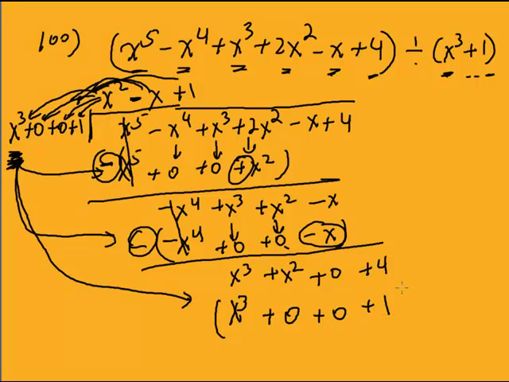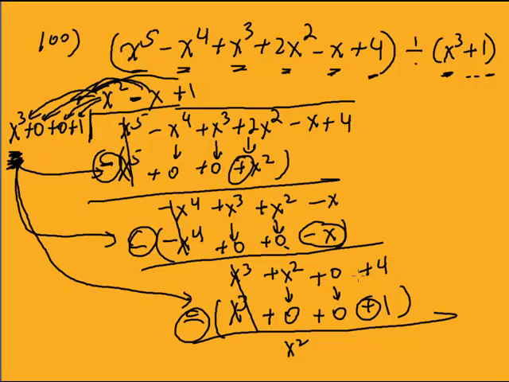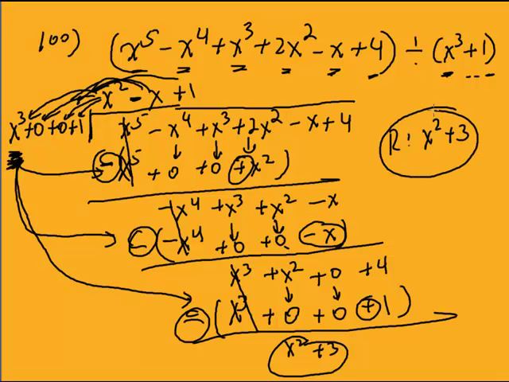Then I'm going to subtract. Okay, the first terms cancel out. Okay, when I add the next term, I'm going to get x to the second. When I add those, I'm just going to get 0. And of course, this now becomes minus because of that minus. So I'm going to get plus 3. Okay, so when I divide that, my remainder is going to be x squared plus 3. So my remainder is x squared plus 3. And there it is.